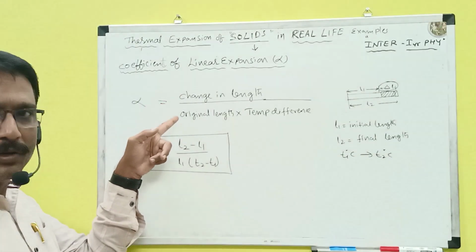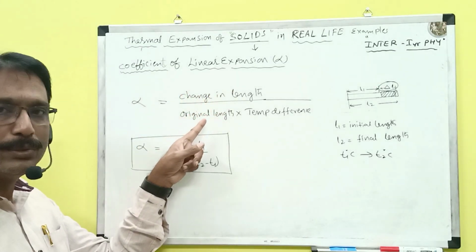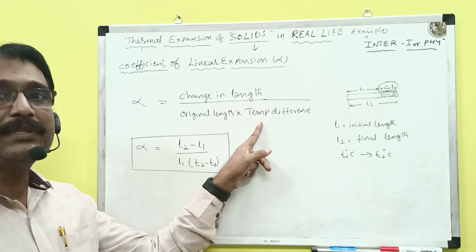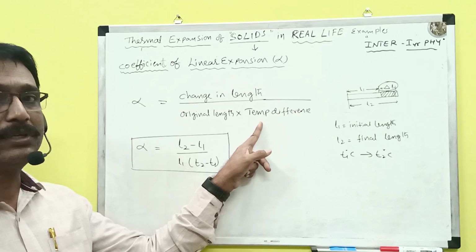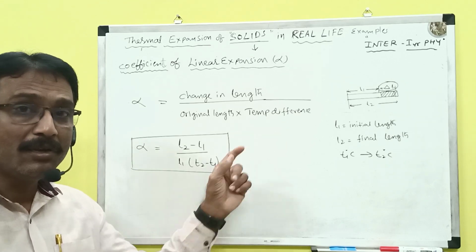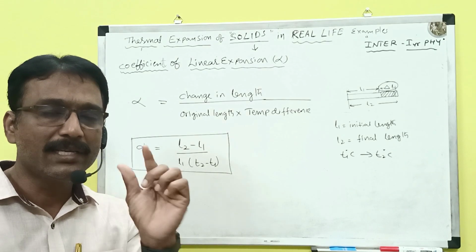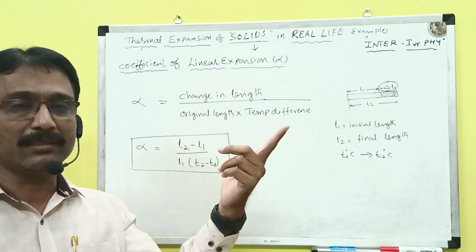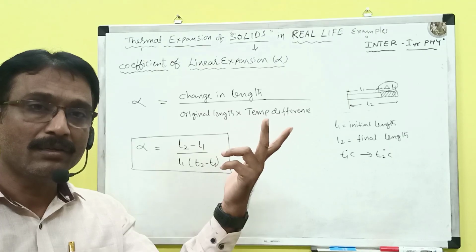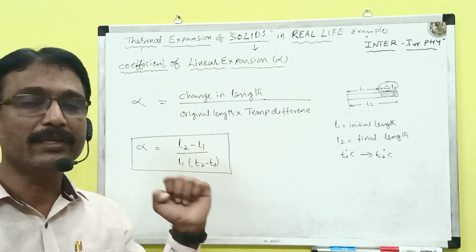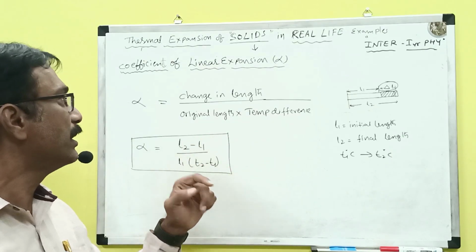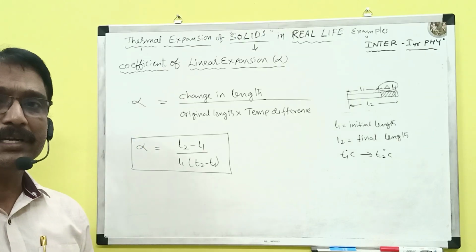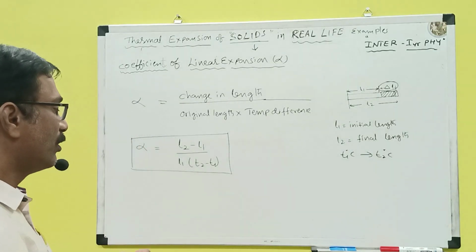Now we define alpha, the coefficient of linear expansion. It is the ratio of the change in length to its original length per unit rise of temperature. Per unit rise of temperature means, for every rise of 1 degree Celsius, what is the change in its length? Is it expanded or contracted? We have to find that. To find this for the given material, we use the coefficient of linear expansion. It is most important, and you should always remember that.